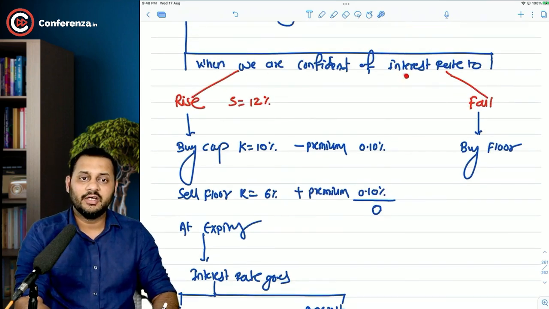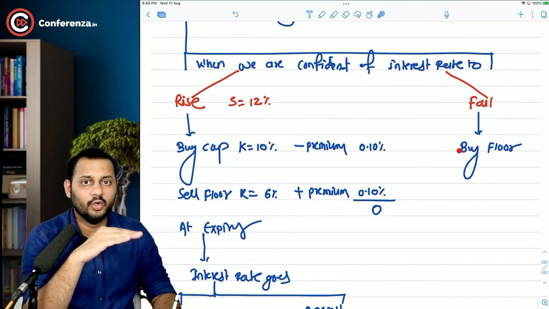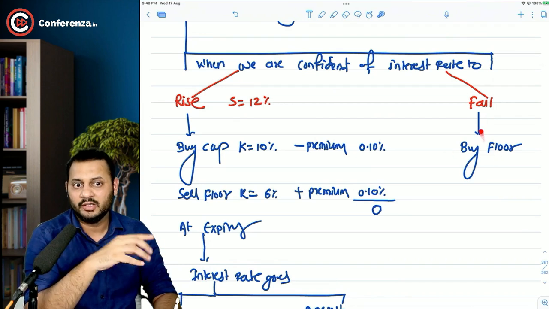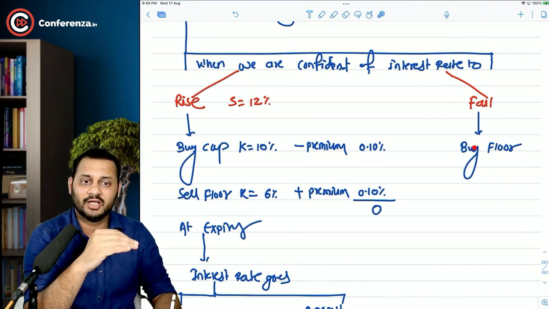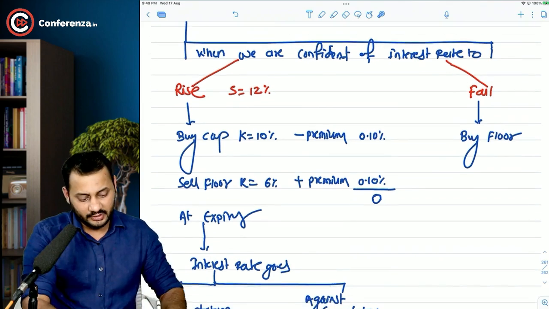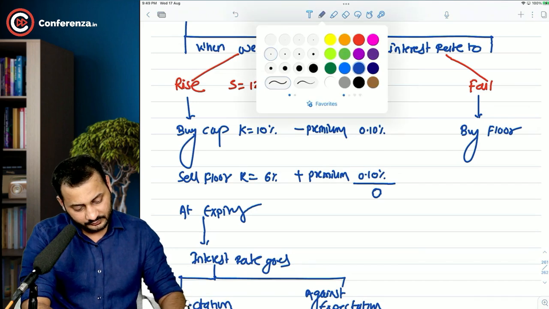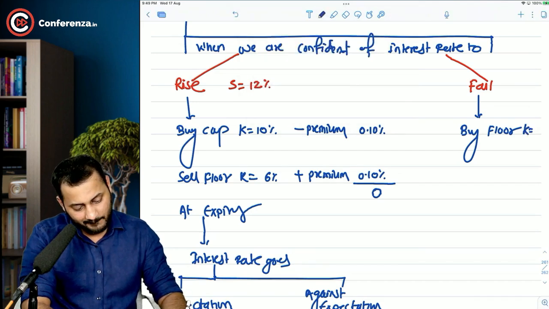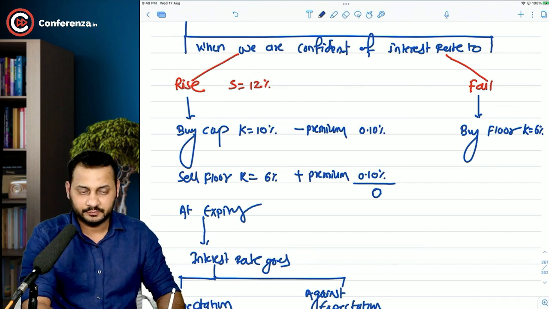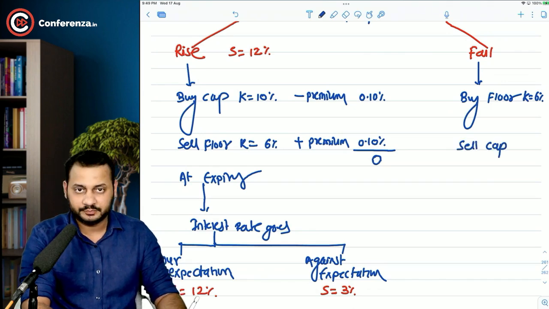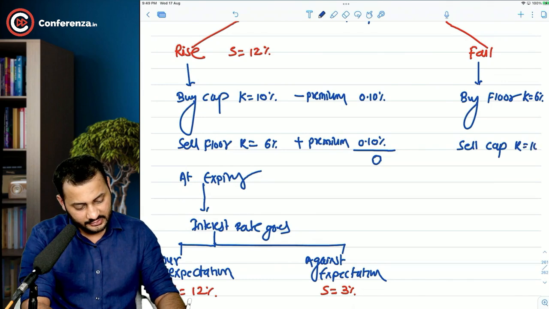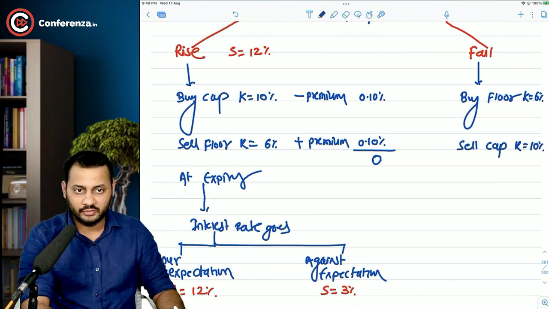When we are confident of the interest rate falling, we will make sure that we put a limit on the lower side, buy a floor, because we know that the interest rate will go below this. So we are putting a lower limit. The lower limit, let's say, is K equal to 6%. And then we will make sure we sell a cap option where the strike rate is 10%.